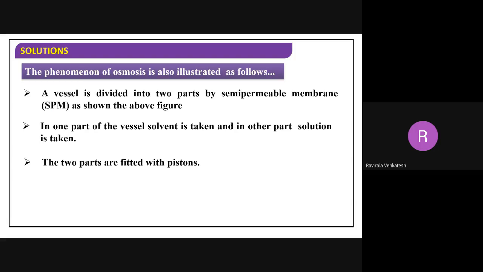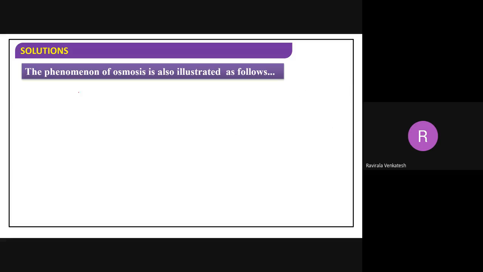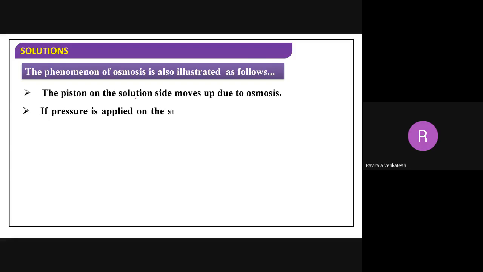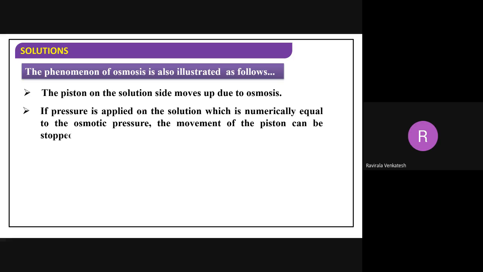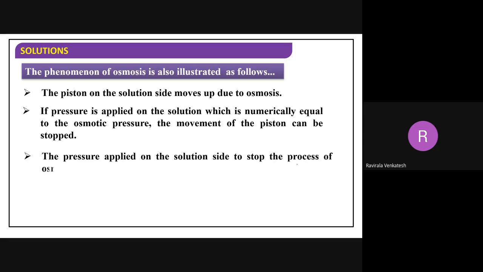Just now we discussed everything. Two parts are fitted with pistons, and the piston on the solution side moves due to osmosis. The pressure applied on the solution, which is numerically equal to the osmotic pressure, stops the movement of the piston. The pressure applied on the solution side to stop the process of osmosis is numerically equal to the osmotic pressure.